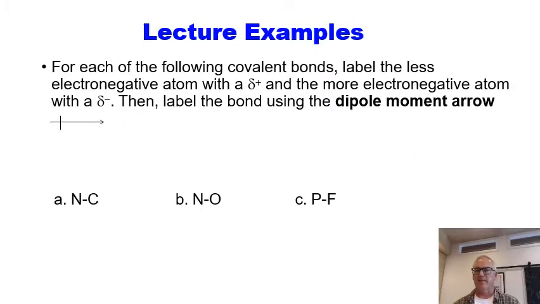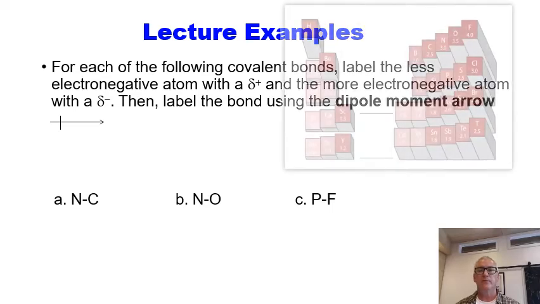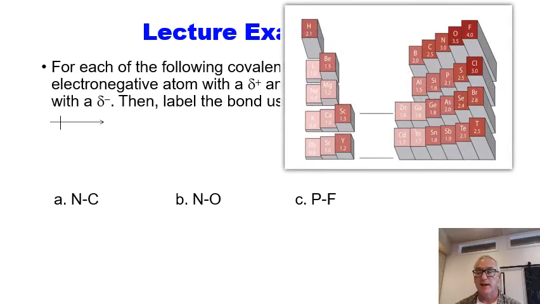So let's have a look at some examples. So these are three bonds, not molecules, bonds. So I've got a nitrogen-carbon bond, I've got a nitrogen-oxygen bond, and I've got a phosphorus-fluorine bond. So I'm going to need a little more information. What I'm going to need is the electronegativity table. So use the electronegativity table and then do the calculation, see what the difference is, and then see what kind of bond it is. Okay? So you can pause it here.